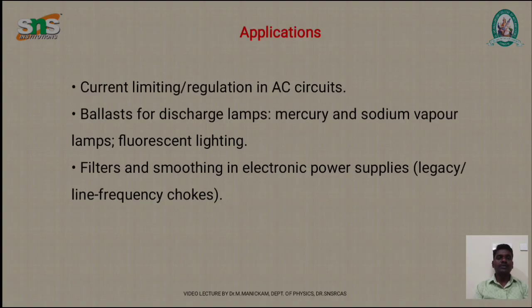These are some applications of the choke coil. First is current limiting or regulation in AC circuits. We also use choke coils as ballasts for discharge lamps, such as mercury and sodium vapor lamps, and for fluorescent lighting. Then there are filters and smoothing in electronics and power supplies, and line frequency chokes, mainly for filter purposes. These are some applications of the choke coil.